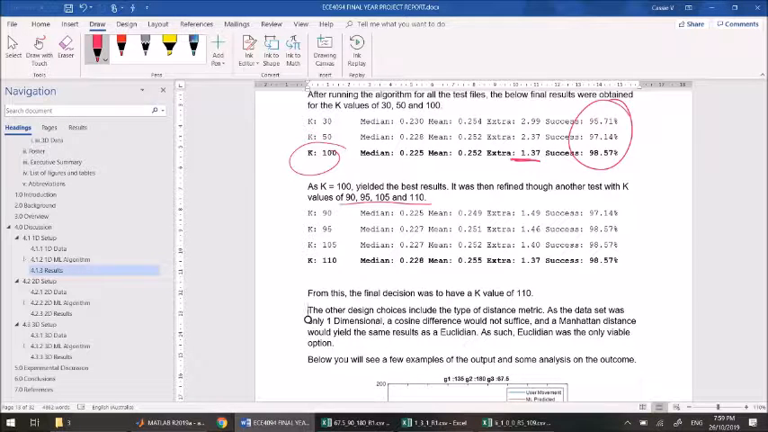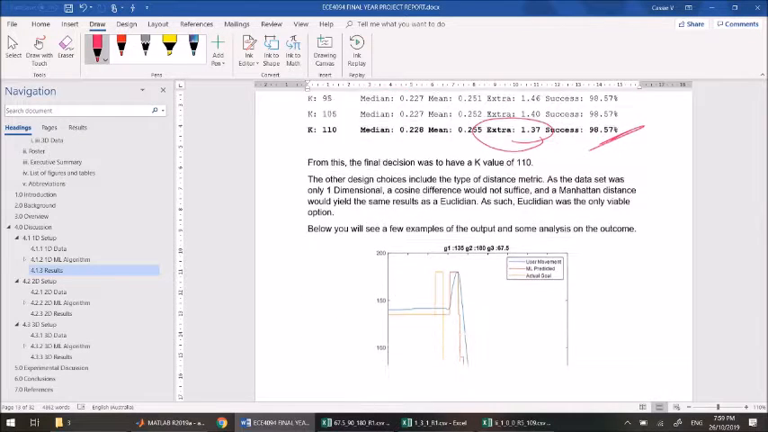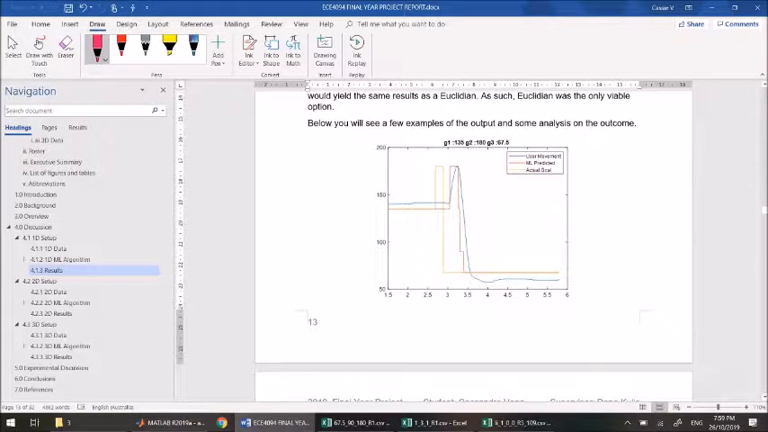And 110 got the best amount, again just because the others were less accurate. But a success rate of 98.57 is amazing. And if we look at the graphs that we had, here, users moved in the blue, the actual goal is the yellow, and the one predicted is the orange.